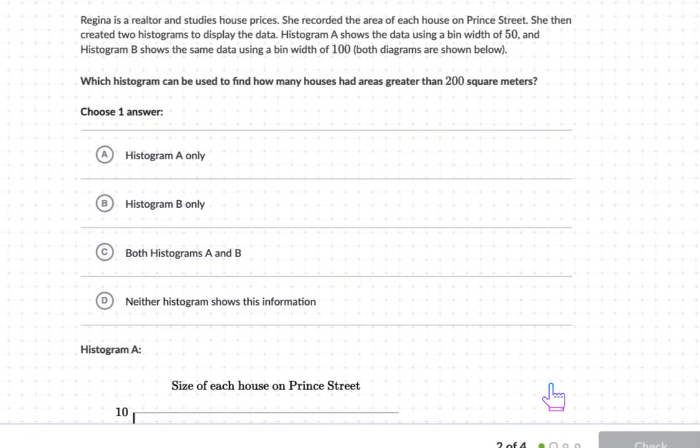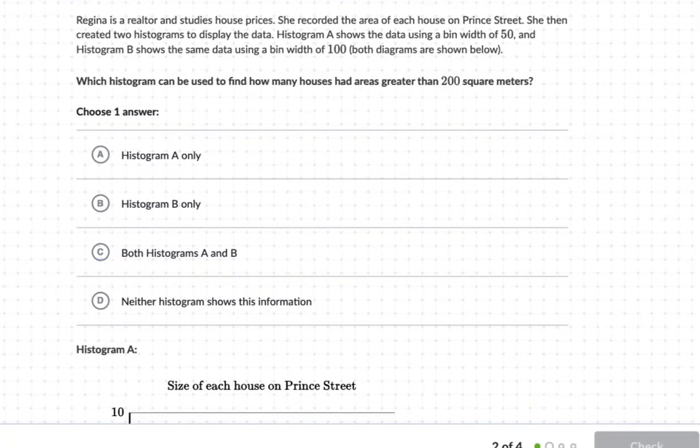Regina is a realtor and studies housing prices. She recorded the area of each house on Prince Street. She then created 2 histograms to display the data. Histogram A shows the data using a bin width, the category width, of 50, and histogram B shows the same data using a bin width of 100. So same data, they're just showing it differently. One category, one interval is by 50, and the other one is counting by 100.